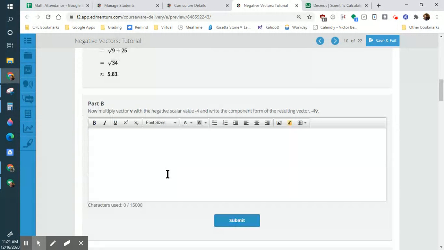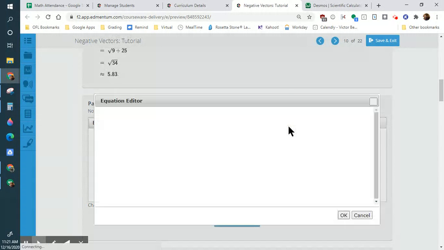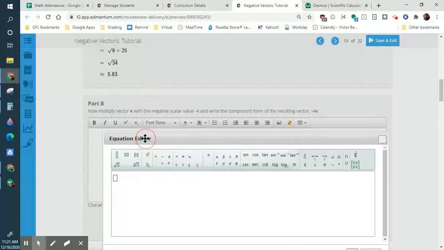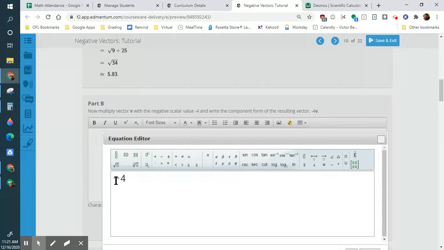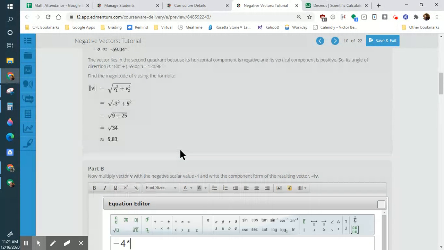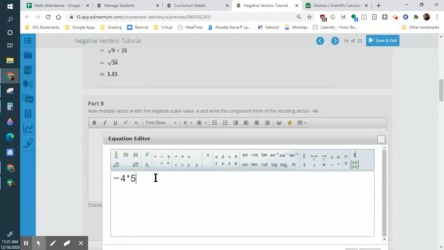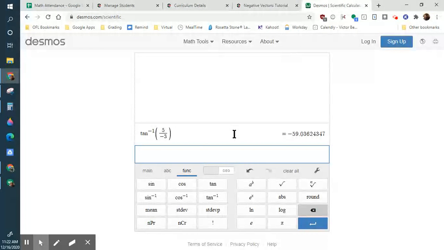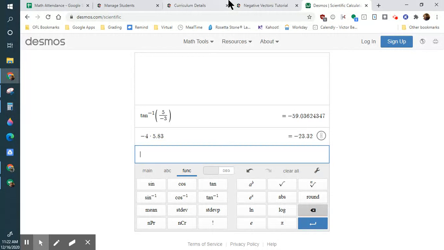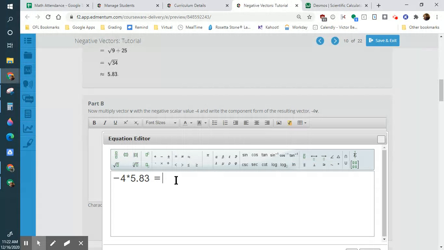Multiply v by the negative scalar -4. So this one we're literally just going to do, I don't know why they're having us do this. We just proved that it works, but we're going to do -4 times. I guess this would be a good part in actually doing that. Otherwise, I could have just plugged into the calculator anyways, but whatever. So we're going to do -4 times 5.83, negative 23.32.